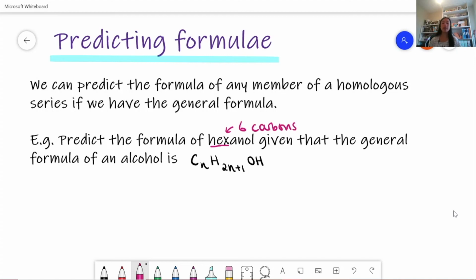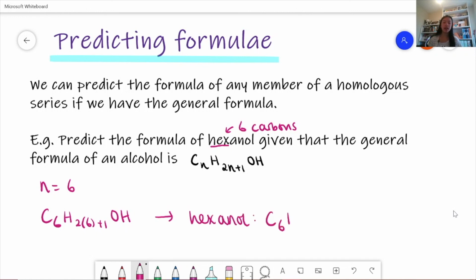And so what that means is that we sub in to the general formula n equals 6. And so the formula of hexanol is C6H(2 multiplied by 6 plus 1)OH. And so this gives us that hexanol has the formula C6H13OH.